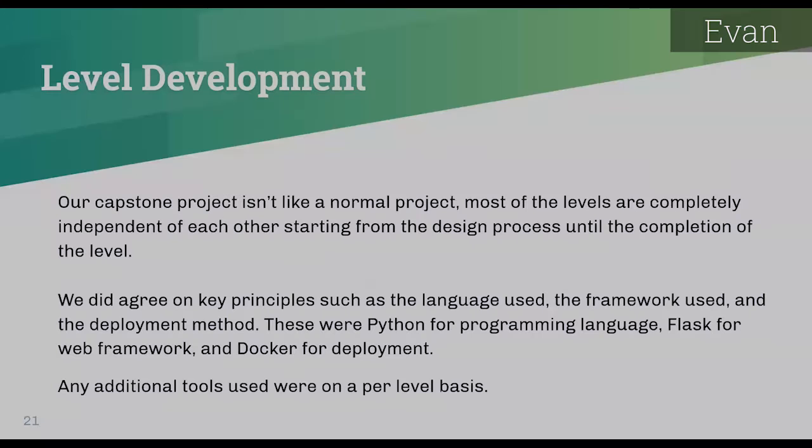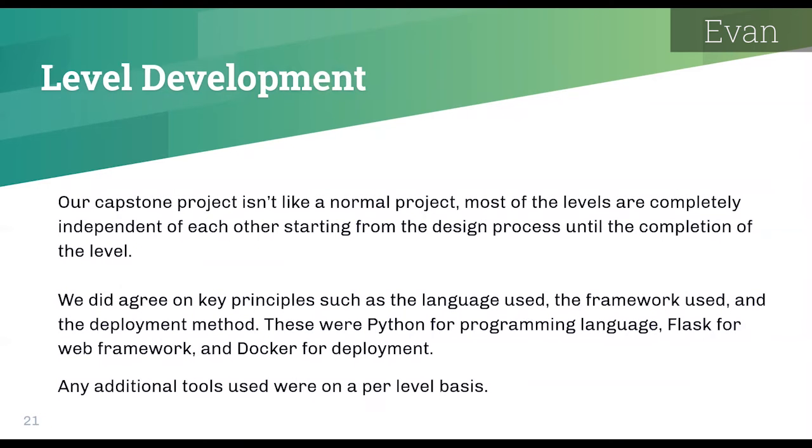For each level development, our Capstone project isn't like a normal project. Most of the levels that we have are completely independent of each other, starting from the design process until the completion of the level. We did agree upon key principles such as the language used, the framework used, and the deployment method. These were Python for the programming language, Flask for the web framework, and Docker for deployment. Any additional tools used on each level were used on a per level basis.